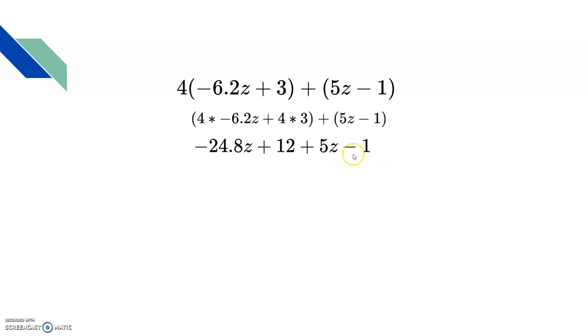Now we're going to be touching this side. We're going to be combining the like terms. We're going to be combining minus 24.8z plus 5z and 12 minus 1. So now we get minus 19.8z plus 11.